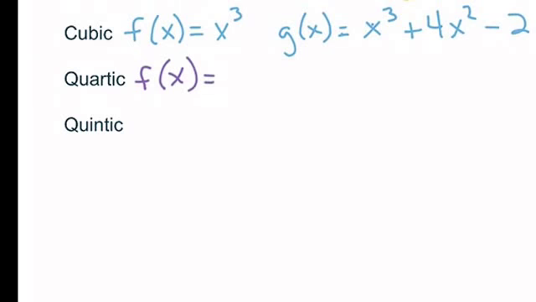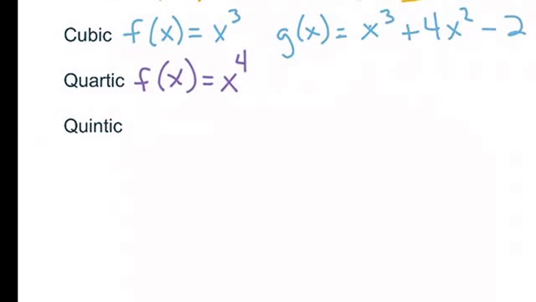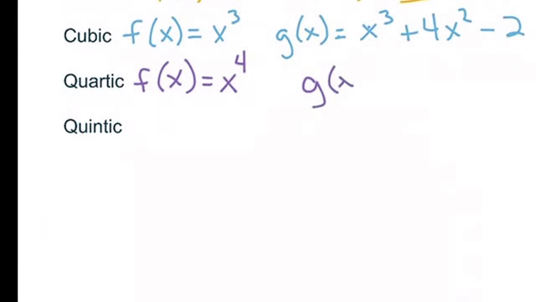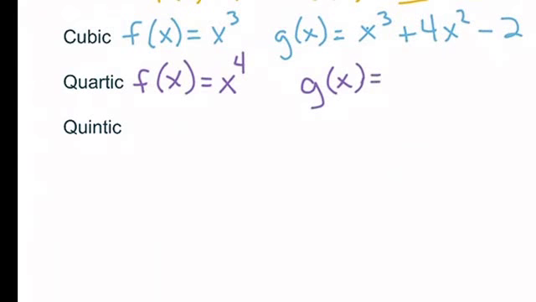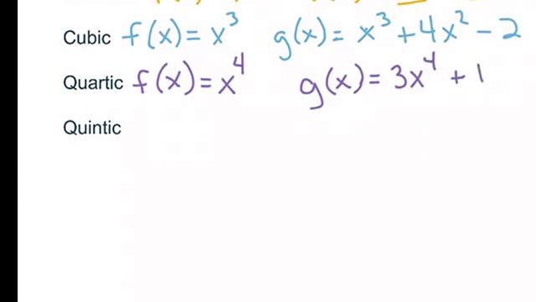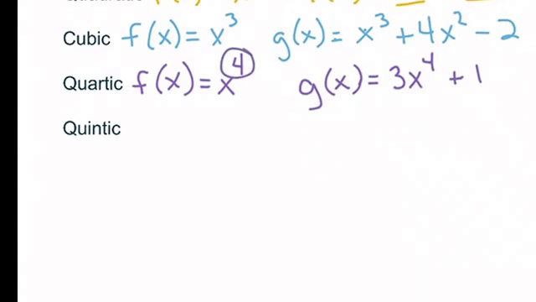So f of x, quartic is one you are not as familiar with. That would be x to the 4th. So g of x could equal 3x to the 4th plus 1. The degree here is 4, so it is a quartic.